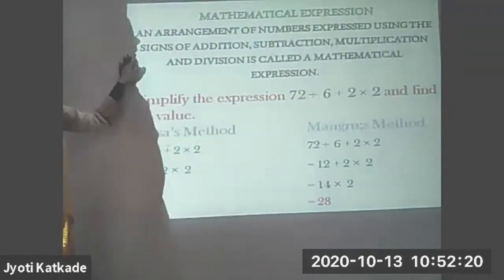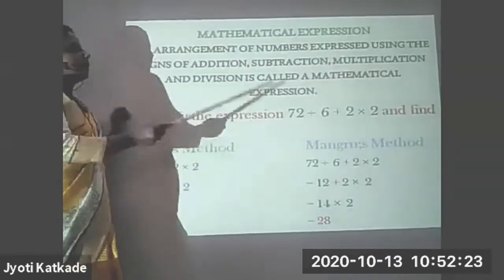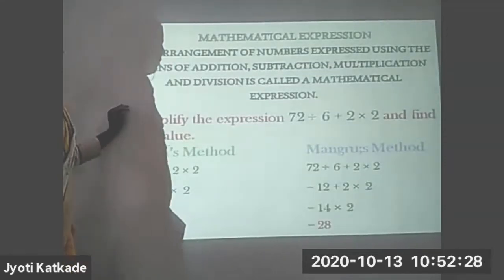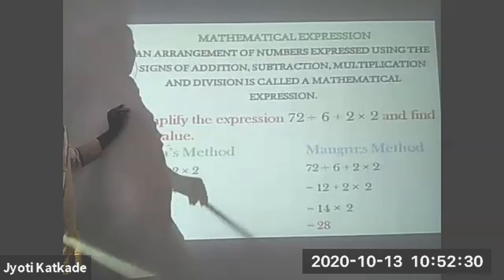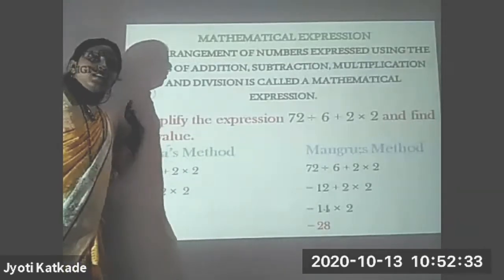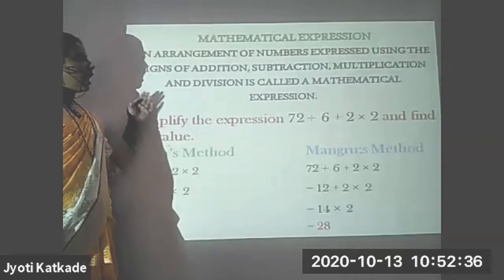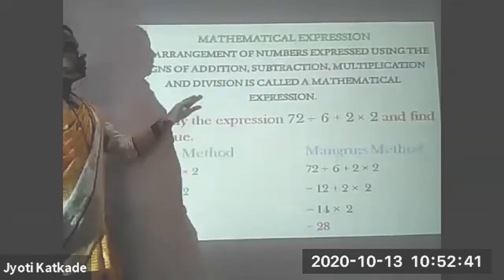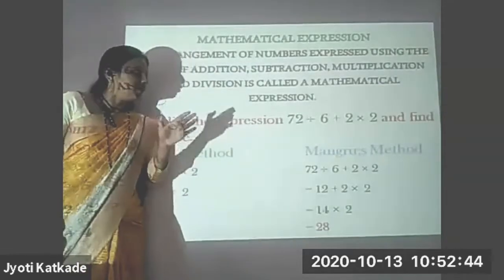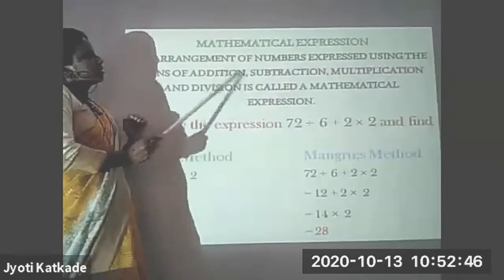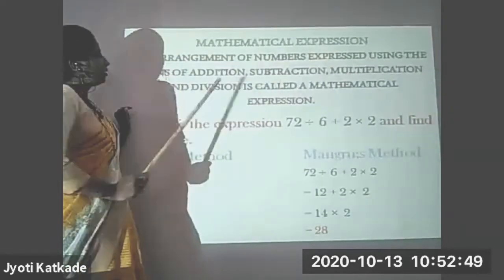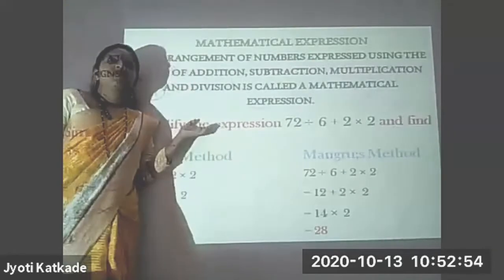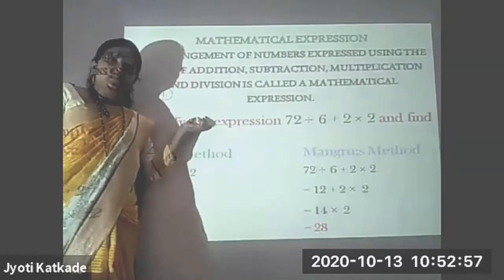which are the mathematical expressions. An arrangement of numbers expressed using the signs of addition, subtraction, multiplication and division is called a mathematical expression. Means the numbers which are expressed by using the addition, subtraction, multiplication and division is called a mathematical expression. Okay, this is the definition of mathematical expression.